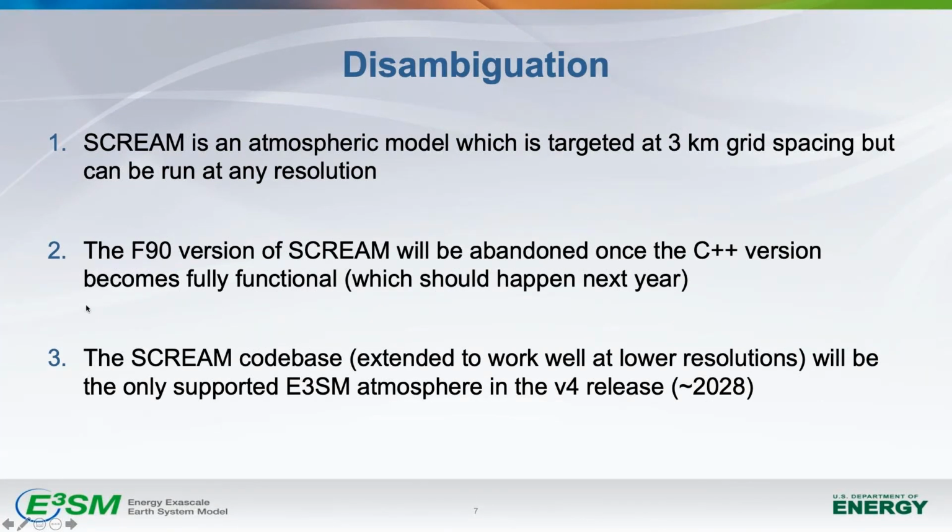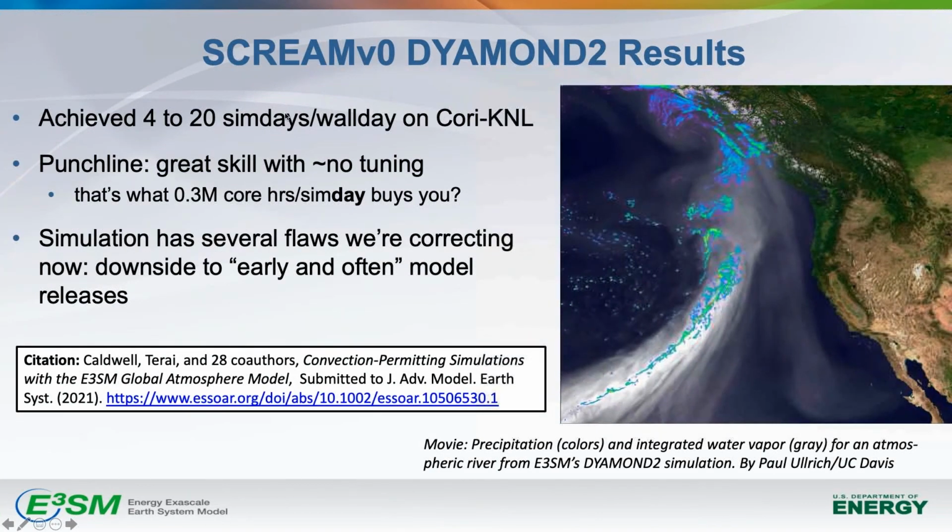The second point I want to make is that a lot of people are going to be attracted to the Fortran version of SCREAM because we're used to it. It's just an extension of E3SM, but we fully intend to abandon support for that version once the C++ version becomes fully functional, which is important for exascale ambitions. That should happen in the next year. So think twice before you start doing a lot of development on the Fortran version of SCREAM. And as I mentioned before, the SCREAM code base is supposed to be the only atmosphere model in the V4 release around 2028. So lots of time to prepare for it, but expect that.